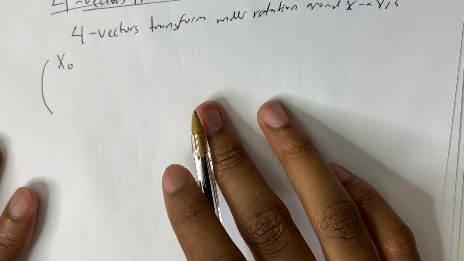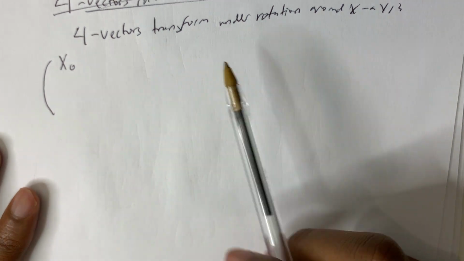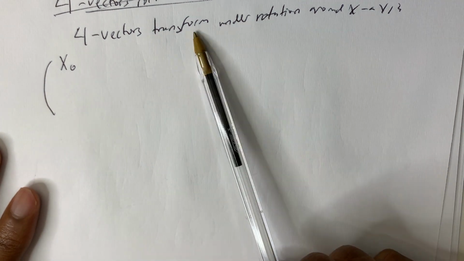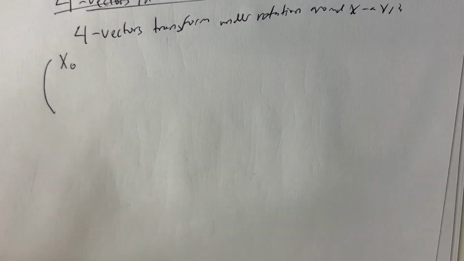This is how they transform. Basically, I have x naught. I also want to emphasize something. I was being a bit lazy with my words. 4 vectors don't actually transform under rotations. This may surprise some of you guys.